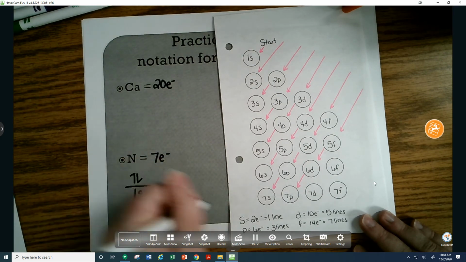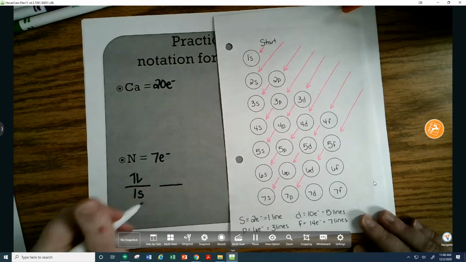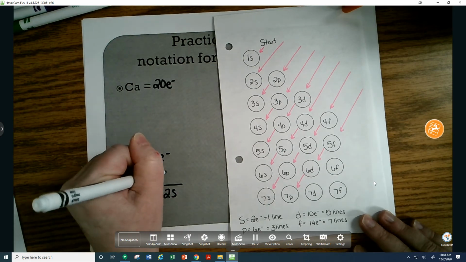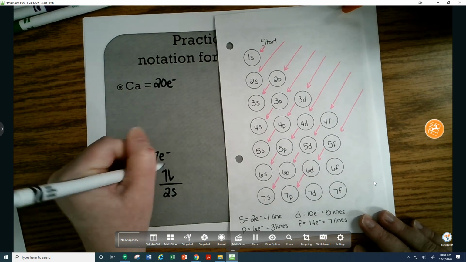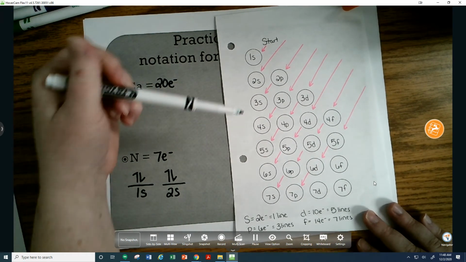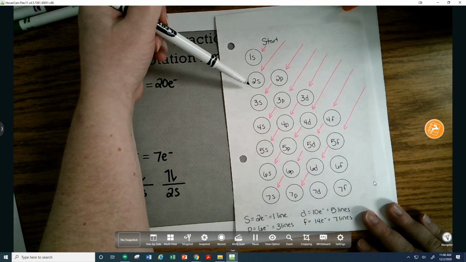We follow our arrow. That takes us to 2s. It's an S shape. It has 1 line. Label it with energy level and type. We are going to fill that up because we need 7 arrows, again, for 7 electrons. So this is where things change. I follow that through, and I've filled that up.